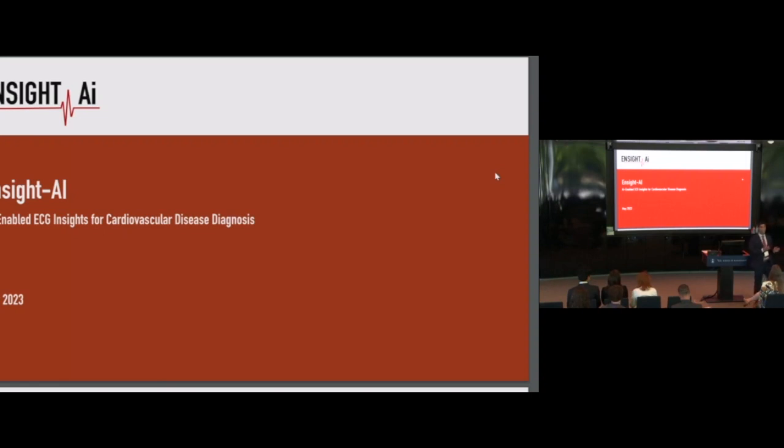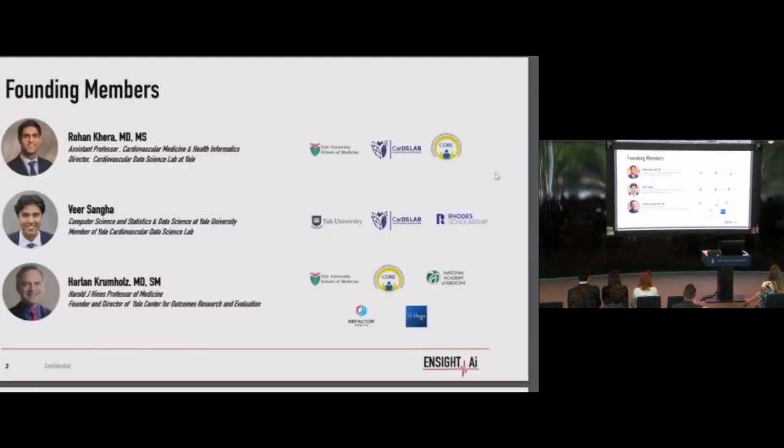Ensight ECG, Ensight Khera. It's a novel paradigm in cardiovascular disease diagnostics. I'm Rohan Khera. I'm a cardiologist and data scientist at Khera. I'm joined by Veer Sanga, who is a Yale computer science graduate, and Harun Krum, who's a renowned cardiovascular outcomes researcher, and other members of my team who are here today.